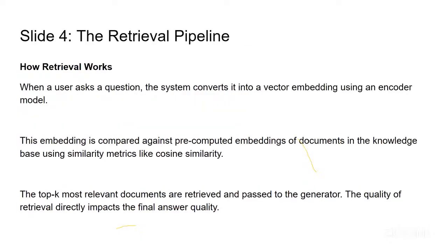So how does retrieval work? When the user asks a question, the system converts it into vector embeddings, and the embeddings are compared against the other embeddings in the vector space. The top-k relevant documents are retrieved and passed on to the generator. So the quality of the retrieval directly impacts the final answer quality.